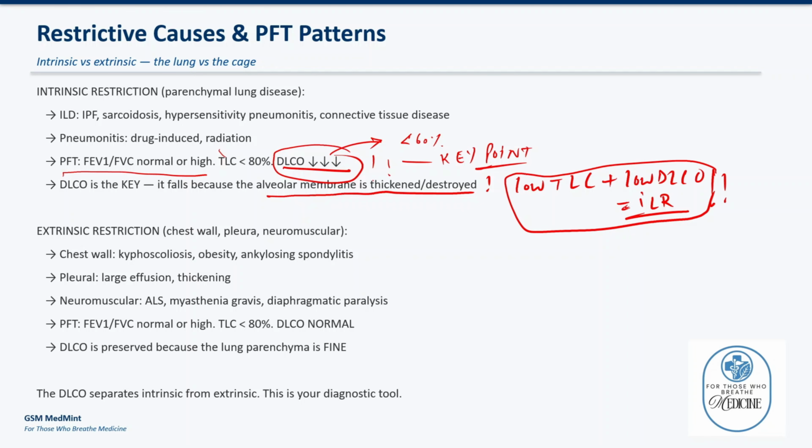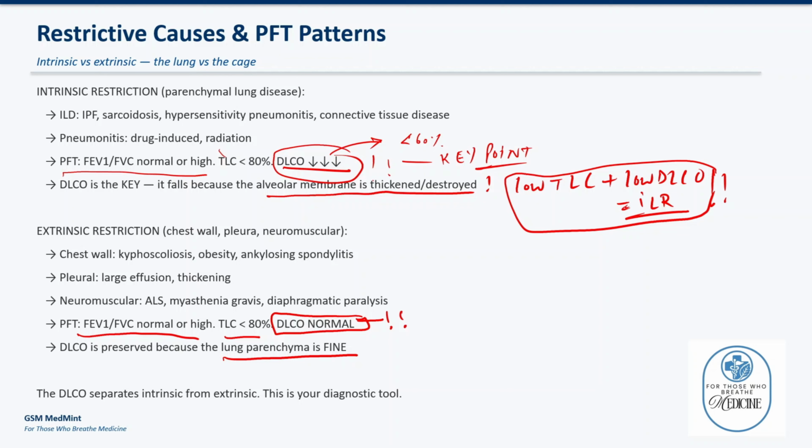For extrinsic restriction, such as chest wall, pleura, neuromuscular disease, kyphoscoliosis, obesity, or large pleural effusion, the lung parenchyma is completely normal. In extrinsic restriction, the lung just cannot expand. So the pulmonary function test pattern shows FEV1 over FVC normal or high, same as the intrinsic one. The TLC is less than 80% of expected, and the DLCO stays normal because the alveolar membranes are not destroyed. The parenchyma of the lung is normal, so the gas exchange membrane is intact.